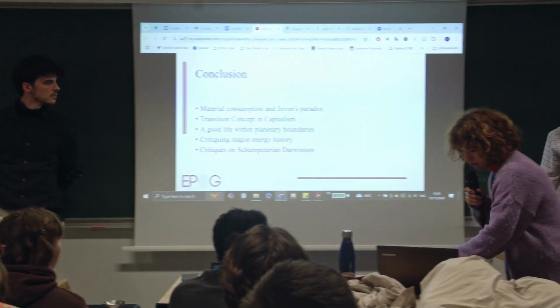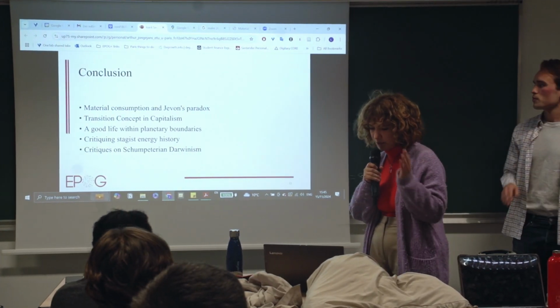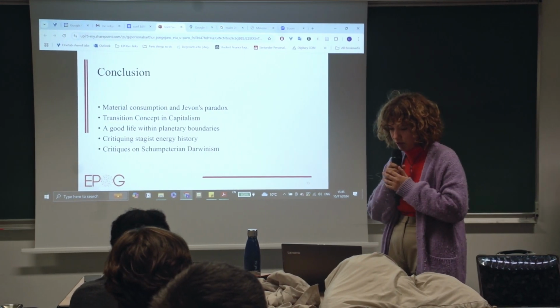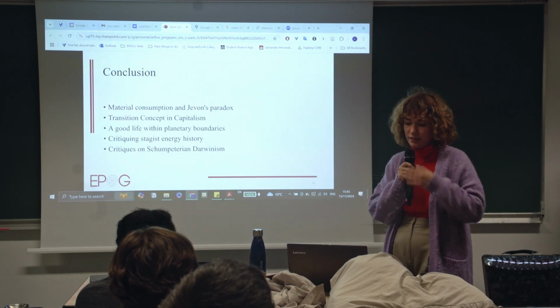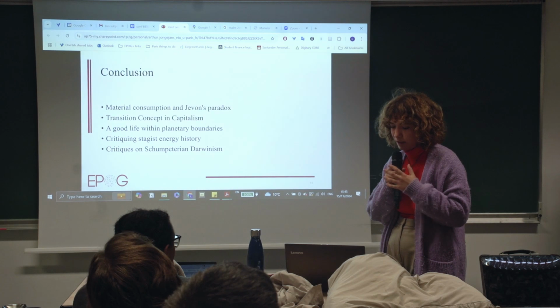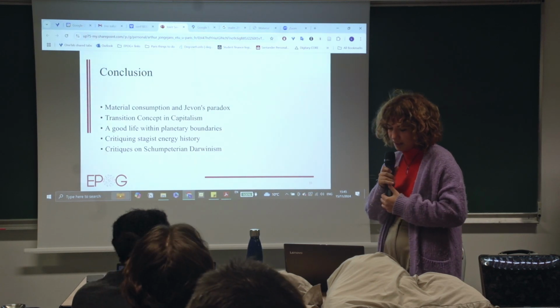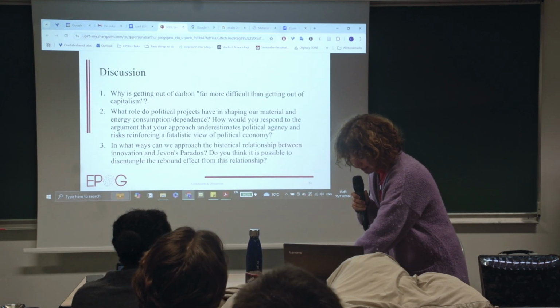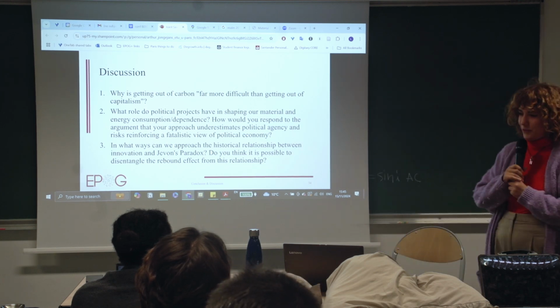Yeah, and just to conclude, in several seconds: we discussed material consumption and Jevons' paradox, the transition concept and criticism in capitalism, and whether it's possible to have a good life within planetary boundaries, and our two main critiques. These are our questions to discuss. Thank you.